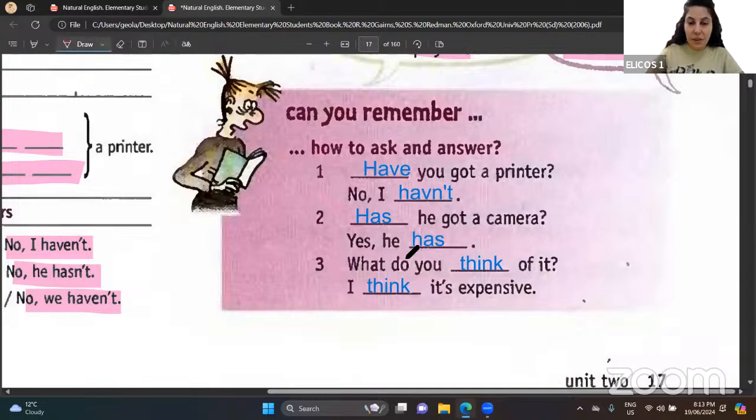So we use this verb think to give our opinion. So we can ask, what do you think of it? And we could respond with that verb, I think it's expensive. I think it's good. I think it's whatever you want to say. So your opinion means your idea, what you think.